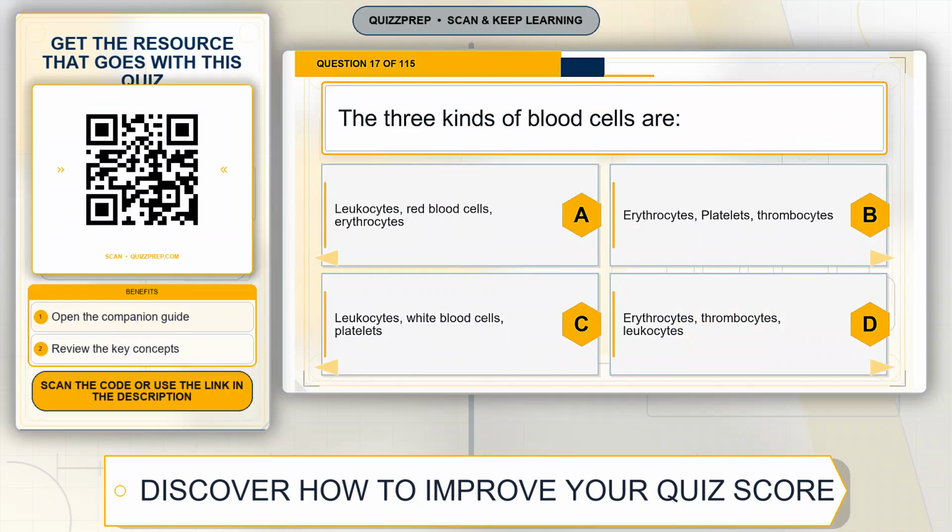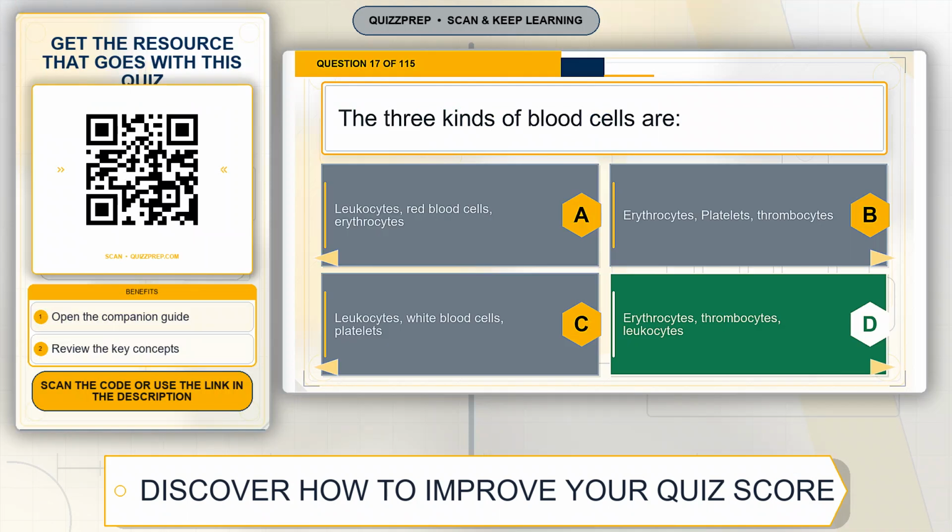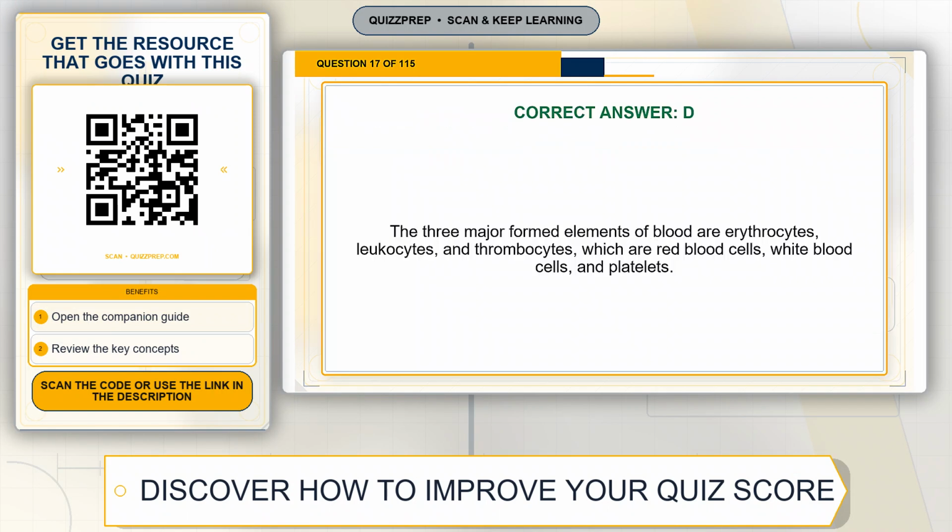Question 17. The three kinds of blood cells are: Option A, leukocytes, red blood cells, erythrocytes. Option B, erythrocytes, platelets, thrombocytes. Option C, leukocytes, white blood cells, platelets. Option D, erythrocytes, thrombocytes, leukocytes. The correct answer is option D, erythrocytes, thrombocytes, leukocytes. Explanation: the three major formed elements of blood are erythrocytes, leukocytes, and thrombocytes, which are red blood cells, white blood cells, and platelets. Question 18.